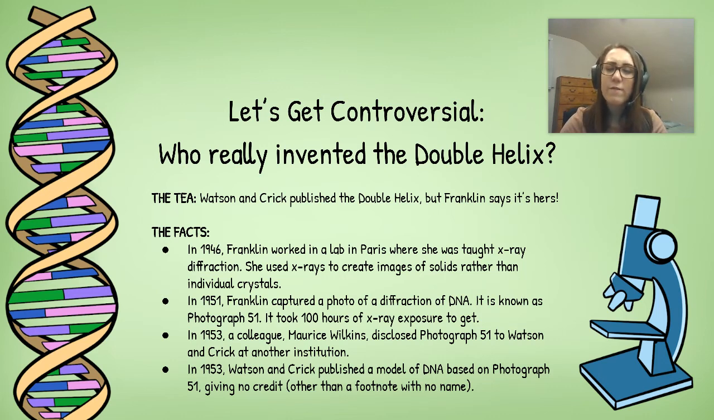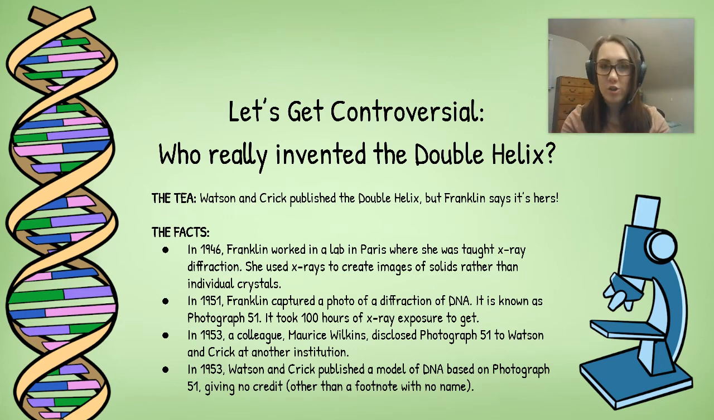In 1946, Franklin worked in a lab in Paris, where she was taught something that's called X-ray diffraction. Basically, whenever you look through an X-ray, the reason why you can see your bones is because it sends the X-ray light through it. The bone blocks it, so it ends up being a solid source in the middle there, and the light goes past the rest of it. So it kind of cuts out everything like a little stencil and just leaves your bone able to see because the bone is too dense for it to go through. So she was using these tools to look at other things, not just bones, and she was able to create images of tiny, tiny solids rather than just really fuzzy little crystals.